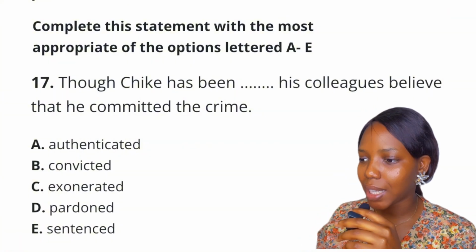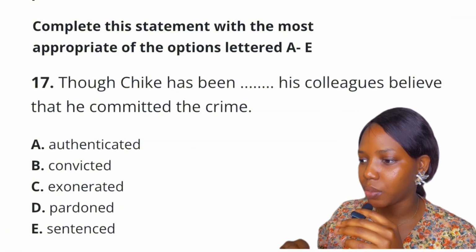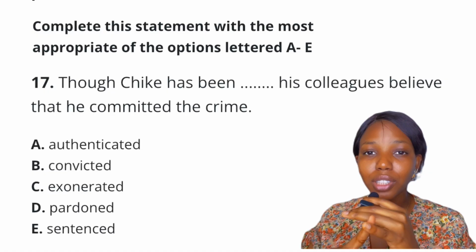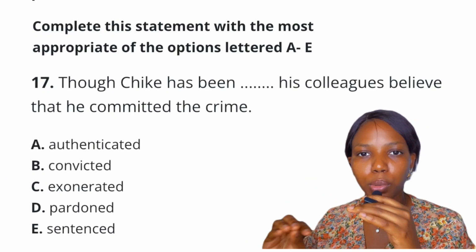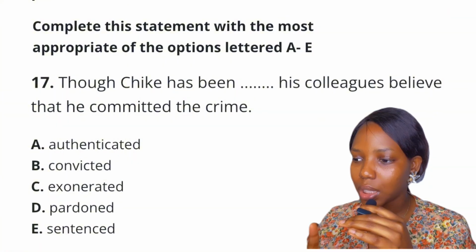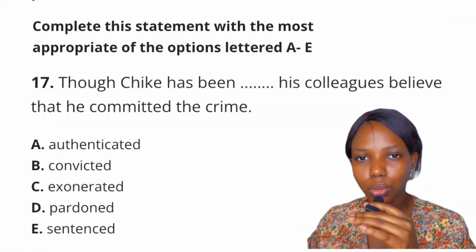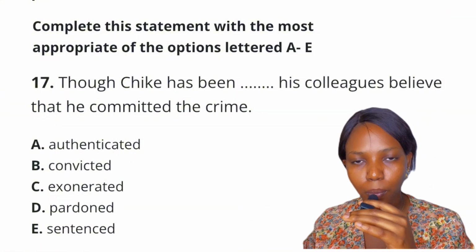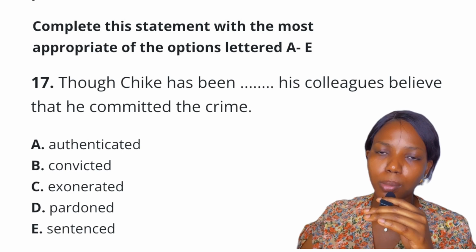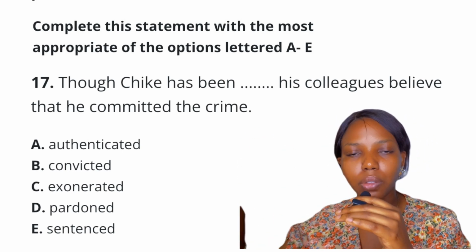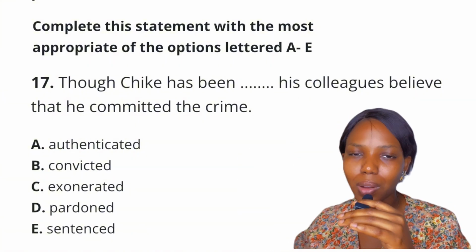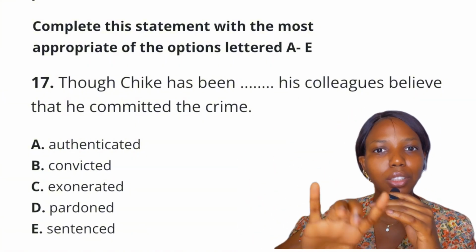So, though Chike has been dashed, his colleagues believe that he committed the crime. Now, the first step is you want to identify clues. Second is you want to eliminate wrong options. Now, clue number one is "though." Though is usually used to introduce contrasting ideas. So whatever has been done to Chike must contrast with what his colleagues believe. His colleagues believe that he's guilty, he committed the crime, so our answer must imply that he's innocent.